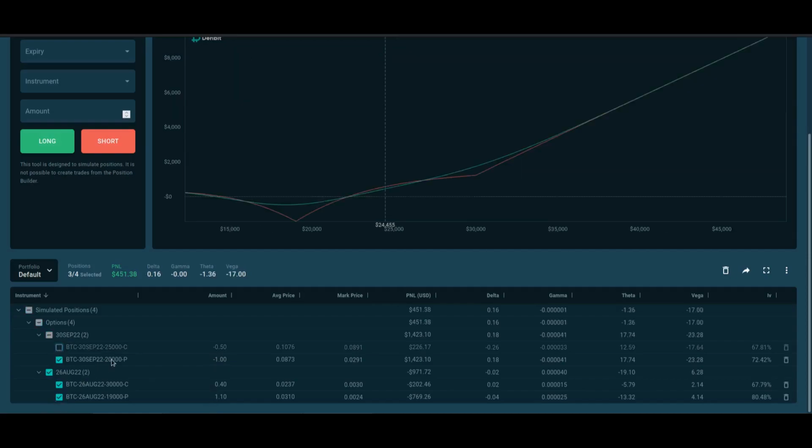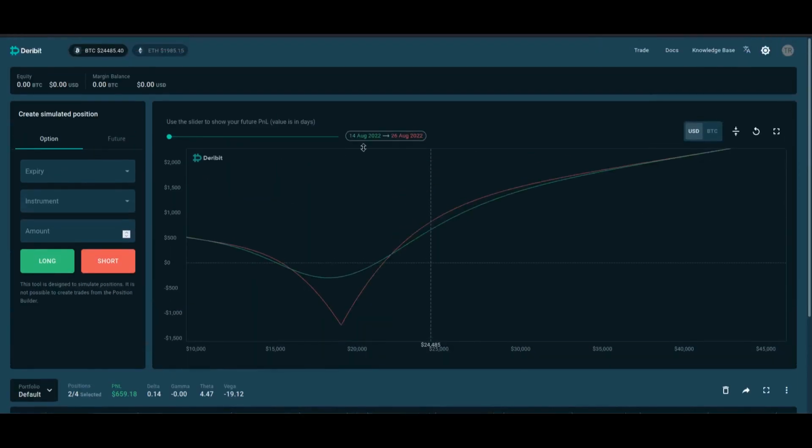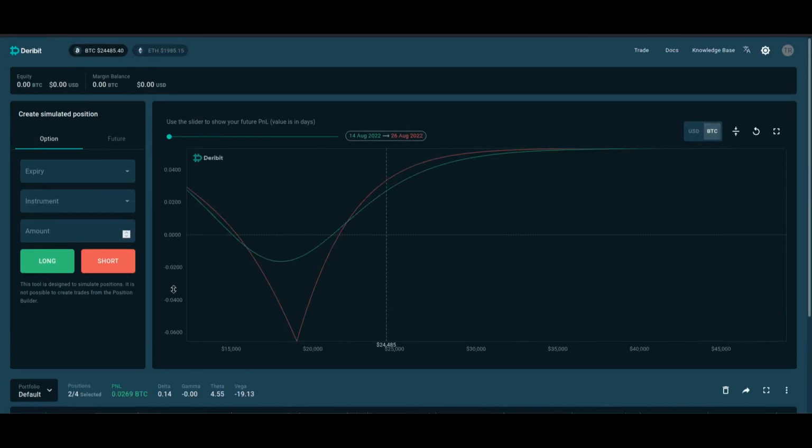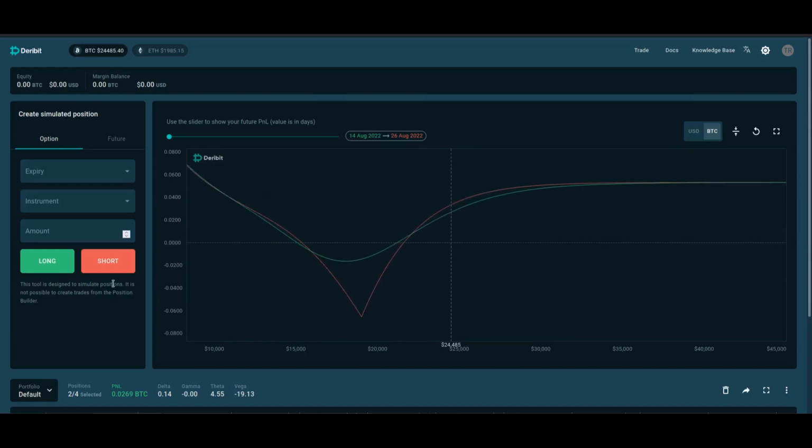It was sold September 24,000 put, minus 1, and bought 19,000 put. So let's switch to BTC to make it more adequate.